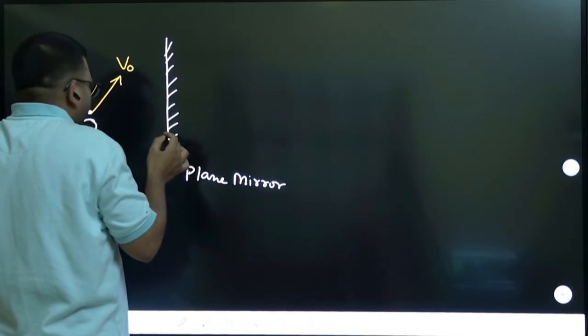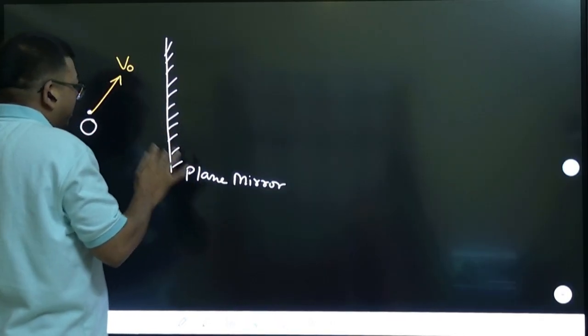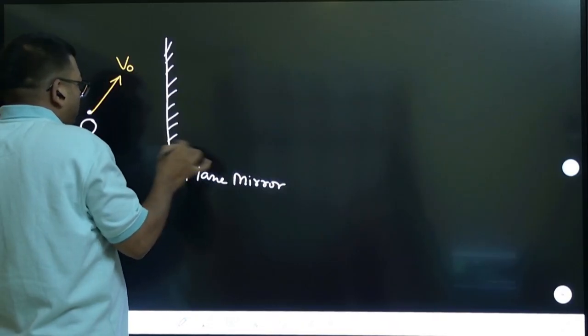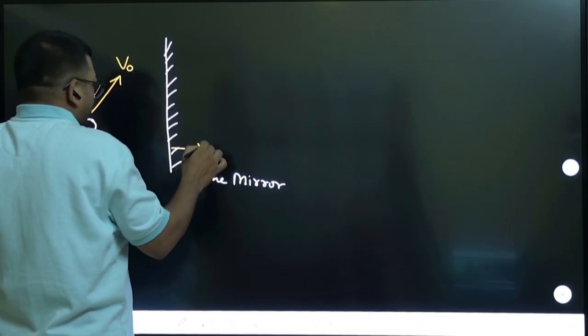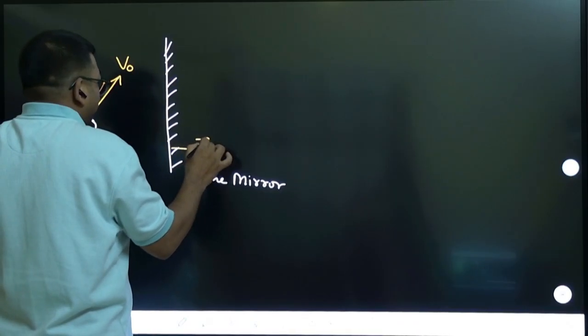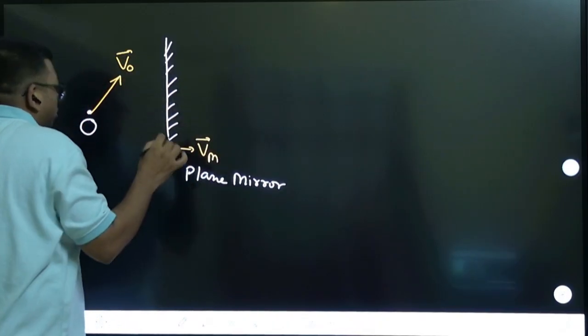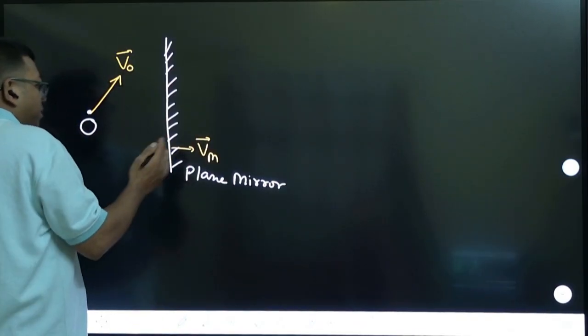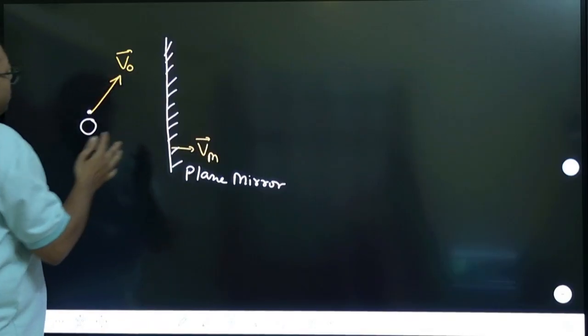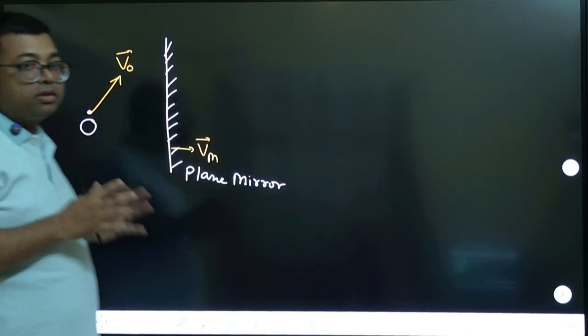And the mirror may also be moving, so mirror may also have some velocity, we do not know. This is the velocity of mirror, and these are vectors, they can be in any direction. So they will give you the velocity of mirror and the velocity of object. Two things they will give.